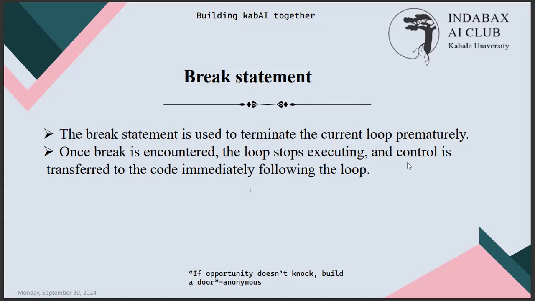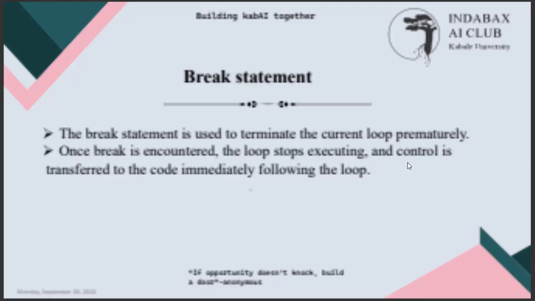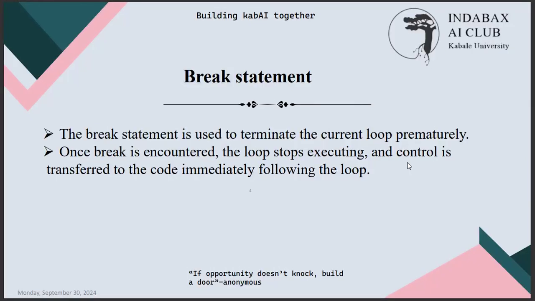The break statement is used to terminate the current loop prematurely. We're going to see how it works. Once the break is encountered, the loop stops executing and control is transferred to the code immediately after the loop. This is the syntax: for i in range, if i equals 5, break. We are going to see this practically, how it works, before we can go further.